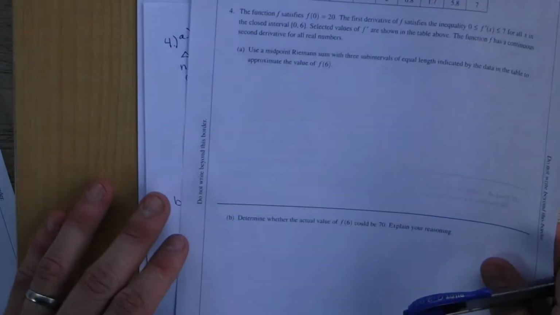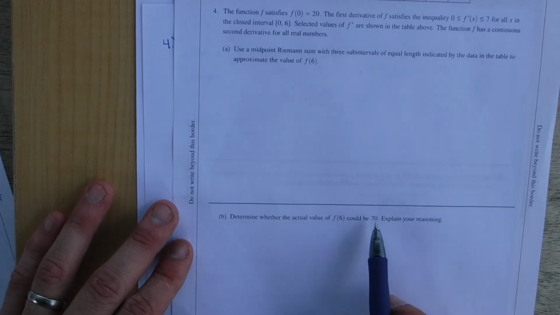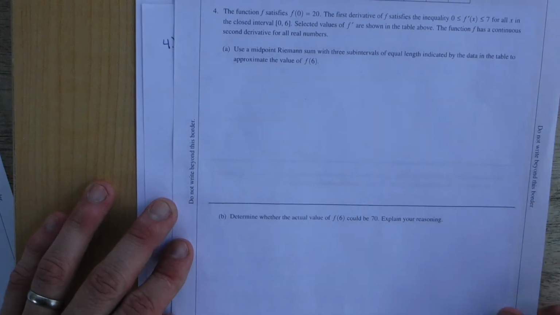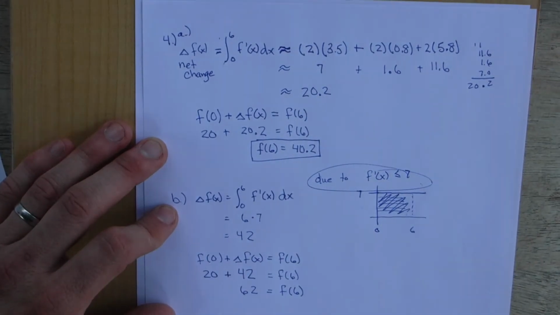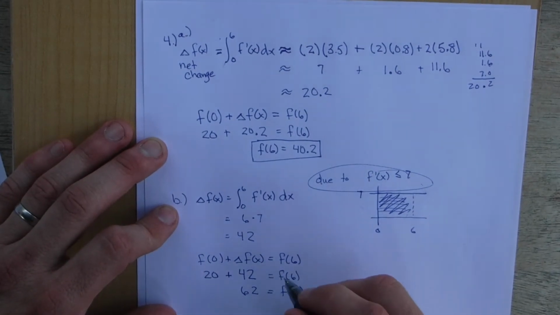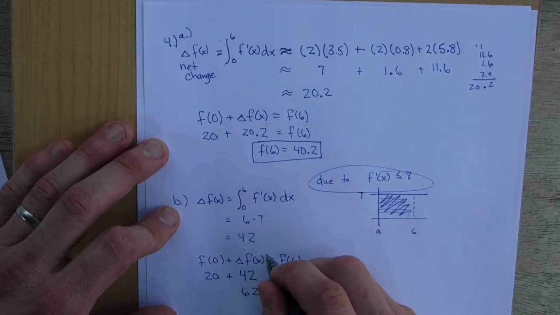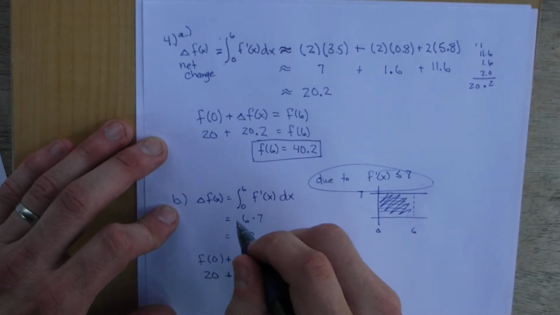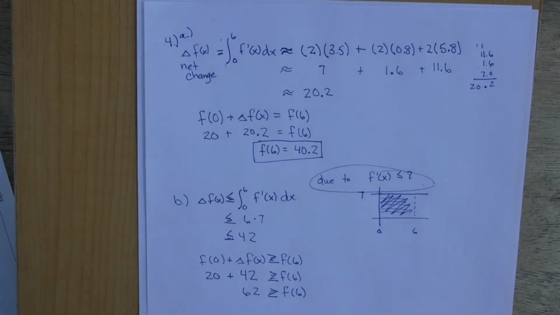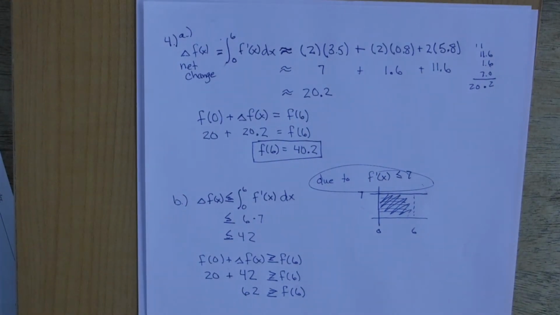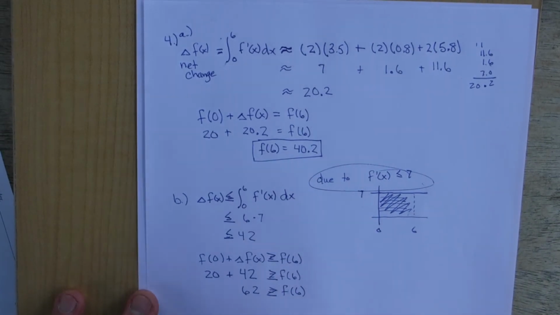All right, so determine whether the actual value of f of 6 could be 70. No, my friend. Okay, why? How do I know that? Well, I know that because f prime is less than or equal to 7. Because this is less than or equal to, that's why. And so it just absolutely cannot be equal to 70.